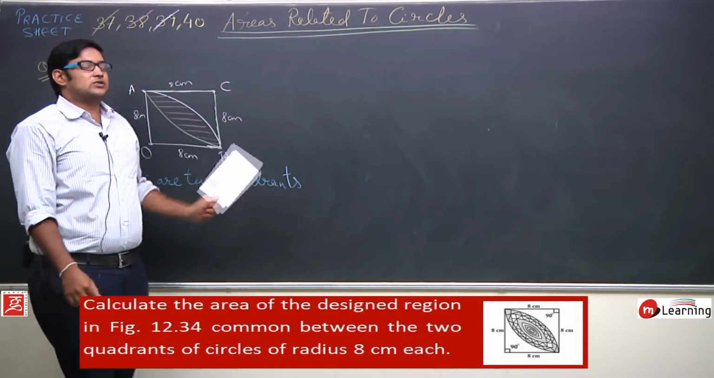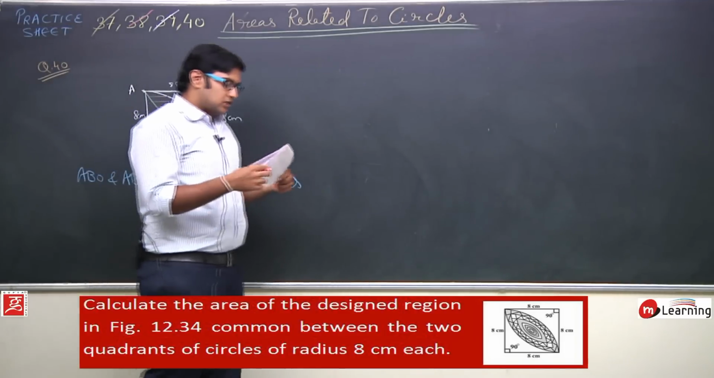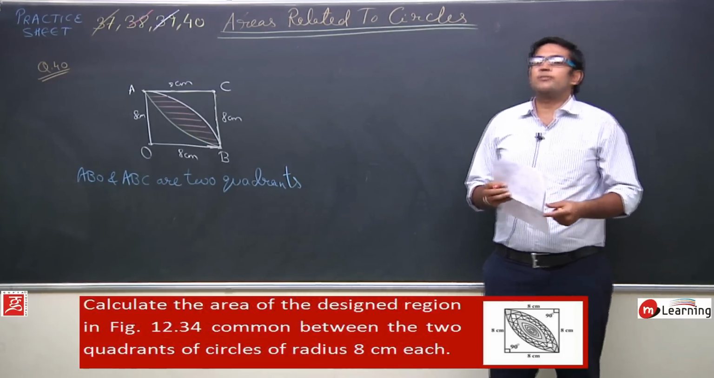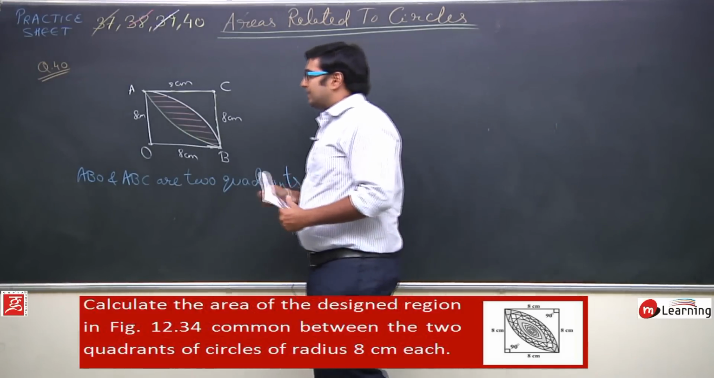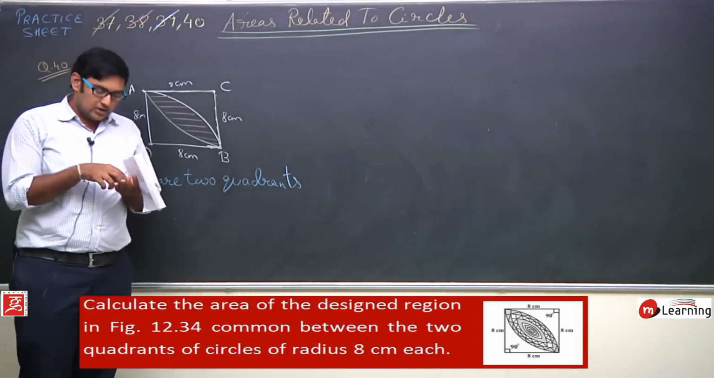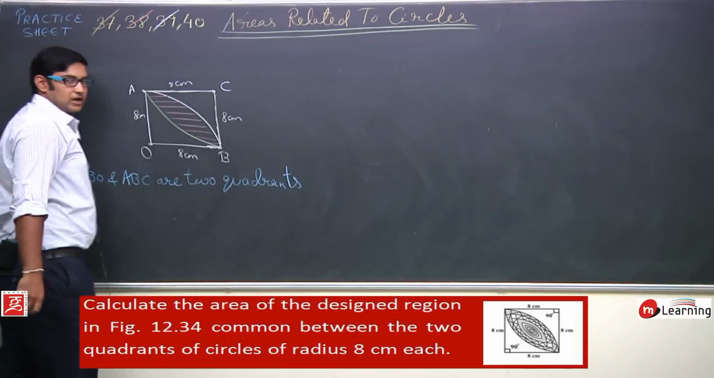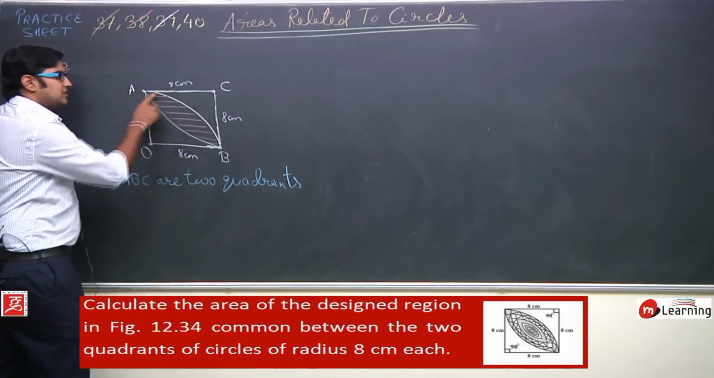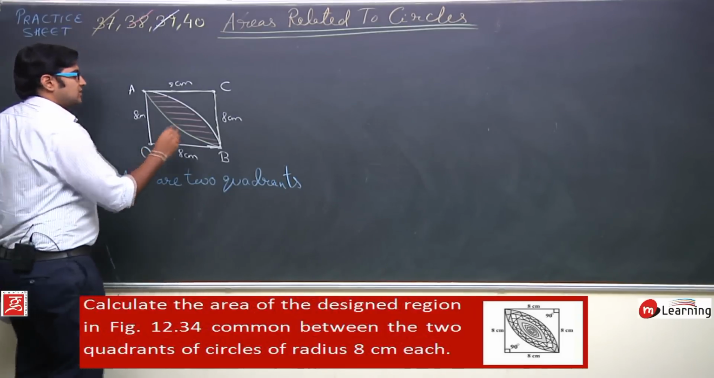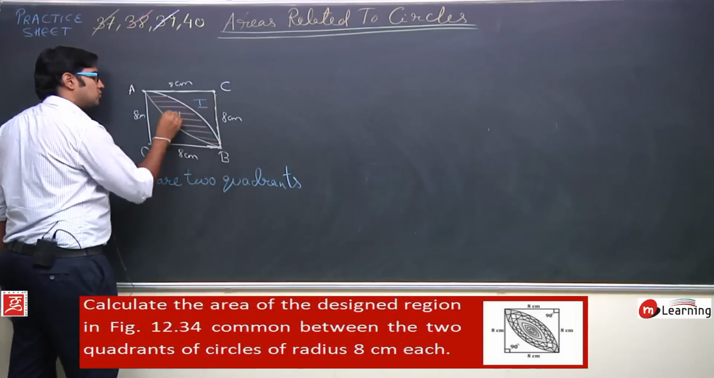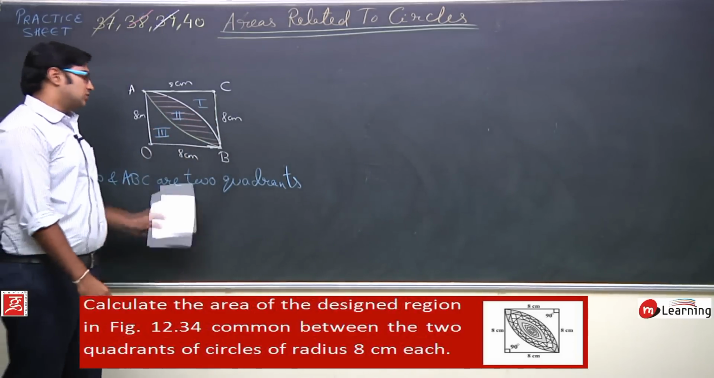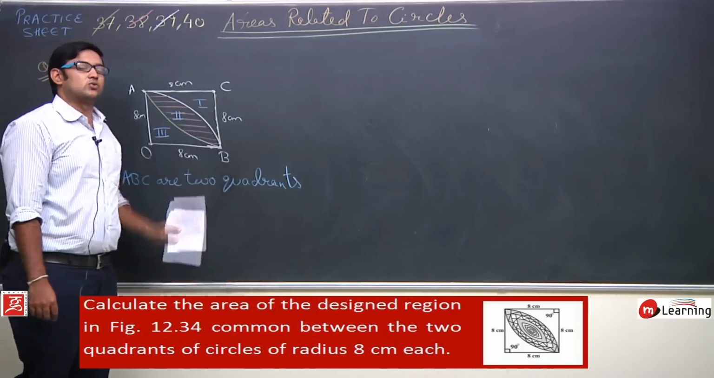Now for solving this question, try to remember question number 29 from our practice sheet. Question number 29 is very similar, or exactly similar, to this question. I need to determine this area. Now what I can see is, this particular figure contains three different regions. This is region 1, this is region 2, and this is region 3. My task is to determine the area of region 2.